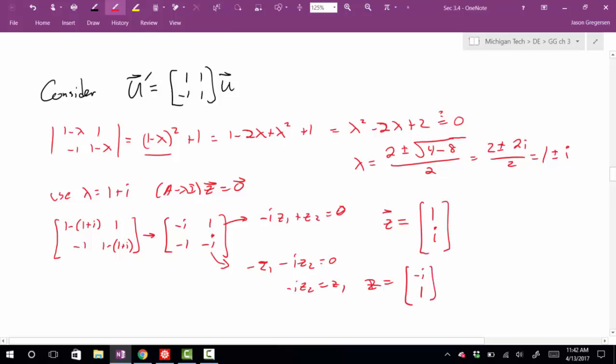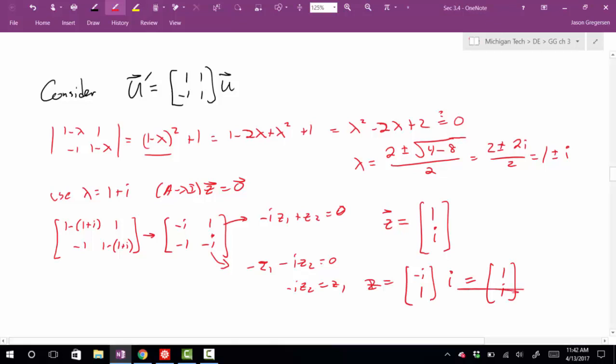Did I get a totally different eigenvector? I didn't. Because if I take this eigenvector and I multiply it by i, if I scale this by something, what do I get? Well, i times negative i is positive 1. i times 1 is i. These eigenvectors are just multiples of each other. They're not different eigenvectors. Okay? It means they're both pretty much the same.